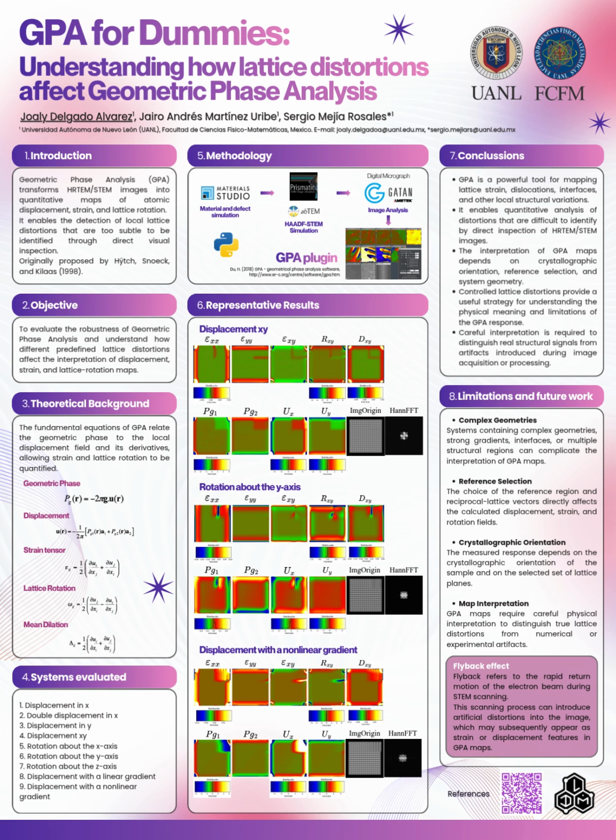The nonlinear gradient case produces a spatially varying response. Unlike a rigid translation, which mainly changes the phase, a displacement gradient produces measurable strain because the displacement changes from one region of the sample to another. This distinction is important. GPA measures local variations in displacement, not simply the absolute position of the lattice.